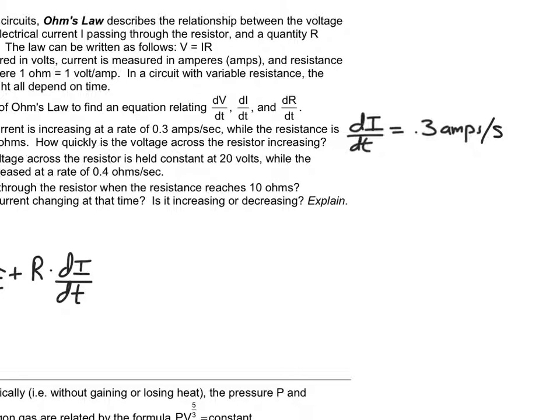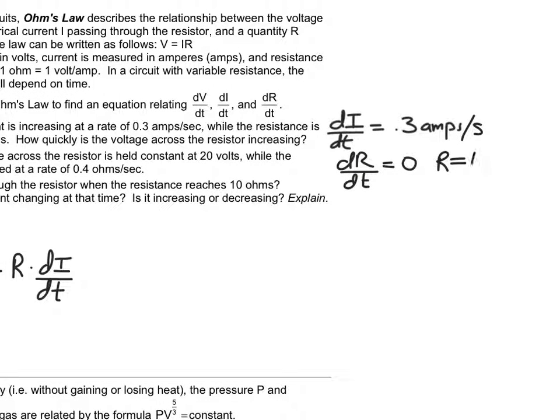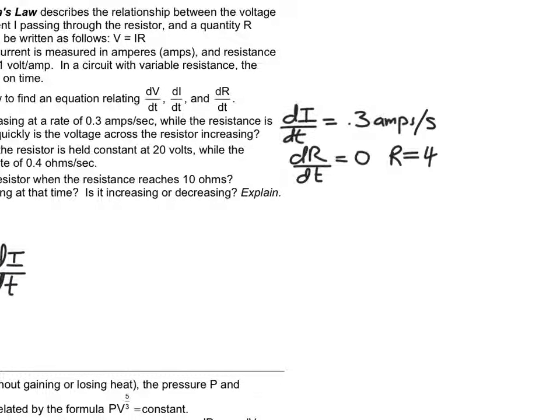All right, the resistance is holding steady at 4 ohms. Holding steady, what does that say about the rate of change? Constant rate of change is 0, so dR/dt is equal to 0, but R itself is going to be equal to 4 ohms. Actually, I shouldn't try to squeeze it in there because it's going to look like 40.